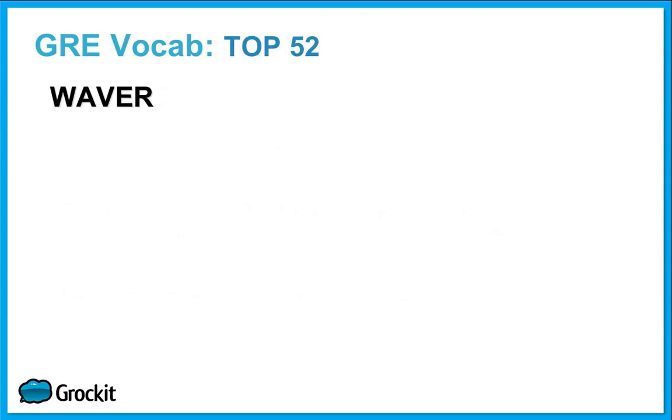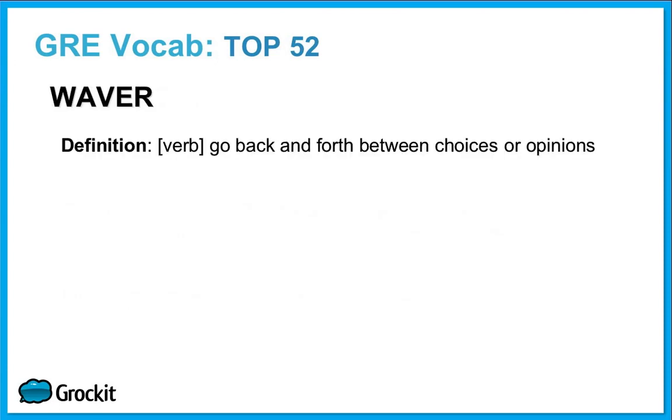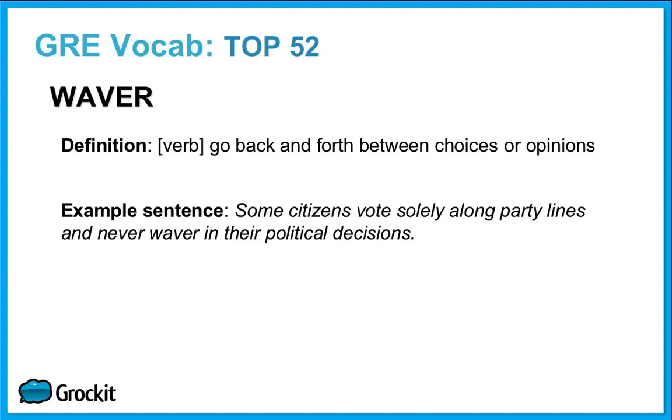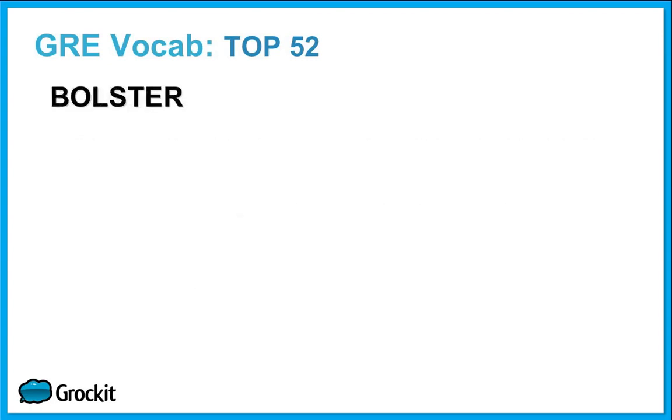Waver is our 46th word. It's a verb. It means go back and forth between choices or opinions. Some citizens vote solely along party lines and never waver in their political decisions. Fluctuate, vacillate, and dither are synonyms for that one.